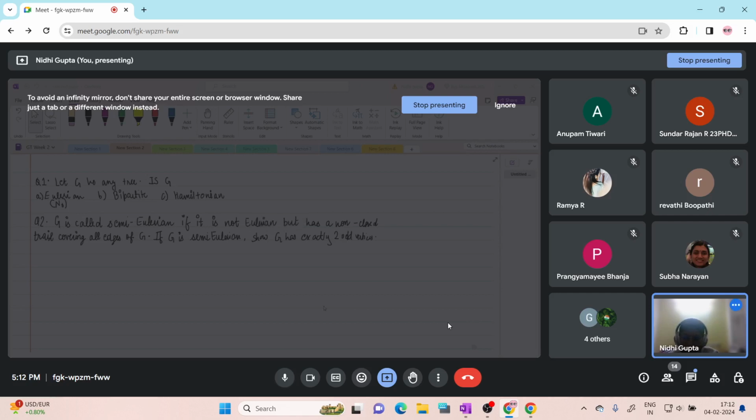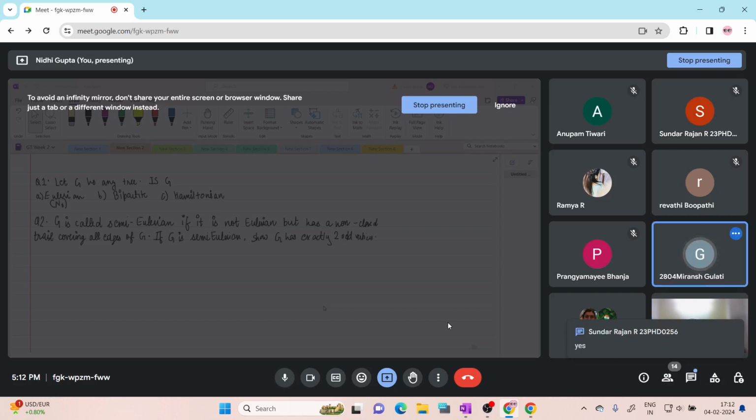What about bipartite? Is a tree bipartite? Yes. Why are trees bipartite? Because a tree doesn't have any cycle. Yes, a tree doesn't have any cycle, and we have the necessary and sufficient condition that for bipartite it should have no odd cycles, but a tree has no cycles, therefore it is bipartite.